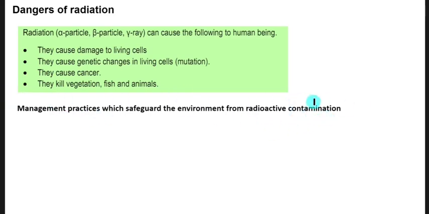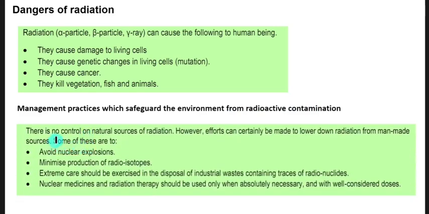Let's look at management practices which safeguard the environment from radioactive contamination. So these are practices for the management of radioactive contamination. The people that work with radiation, how they should manage it to safeguard the environment. So it's in this way. There is no control on natural sources of radiation. Natural sources of radiation, we cannot control them. However, efforts can certainly be made to lower radiation from man-made sources. Some of these are to avoid the nuclear explosion. So we should avoid the nuclear explosion.